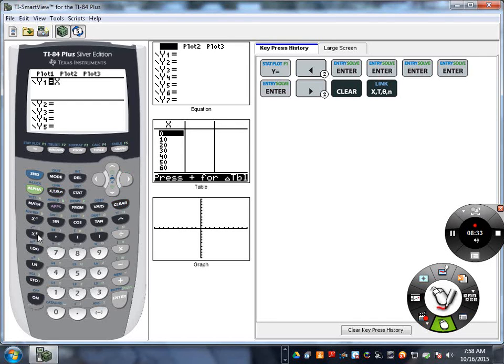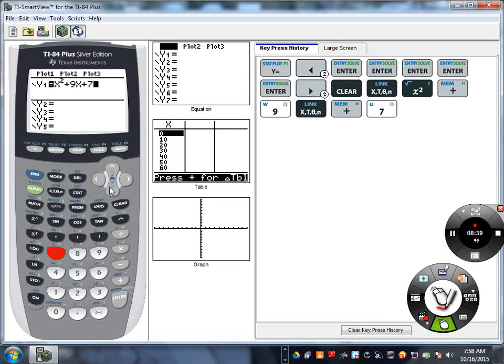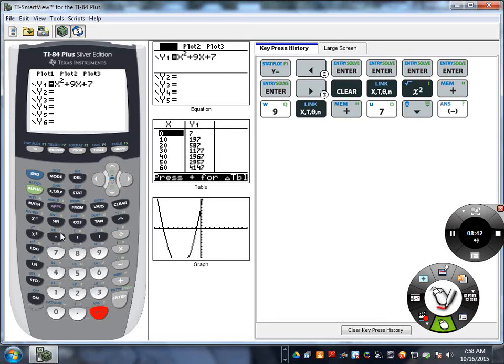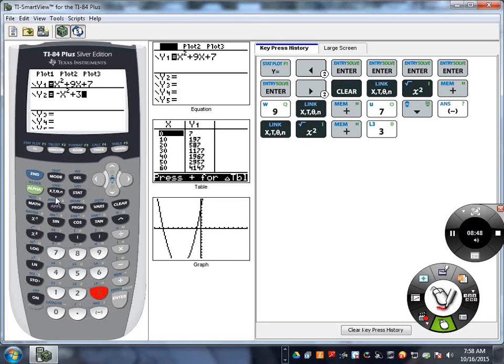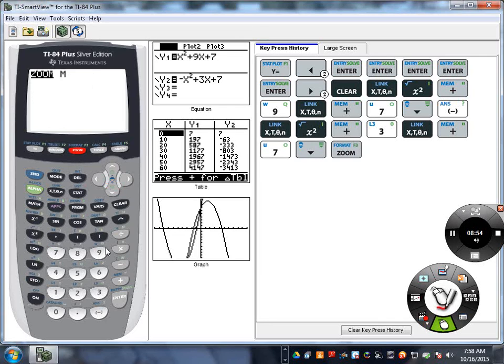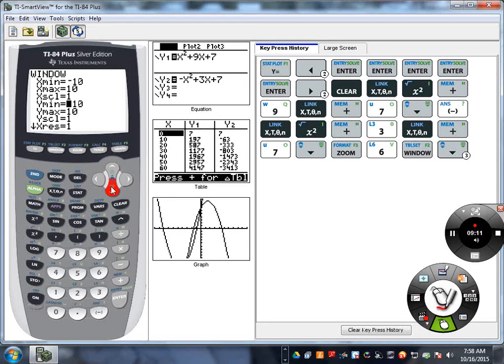So our first equation was x squared plus 9x plus 7. And our second equation was negative x squared plus 3x plus 7. Now I'm going to go to Zoom and choose choice 6, the standard window, and see what I can see. Now remember, my purpose here is to see points of intersection. So I can see them, but not that well. I want to see this lower one a little bit better. So I'm going to go to Window, and I'm going to have my y minimum go down further than negative 10, maybe like negative 15.